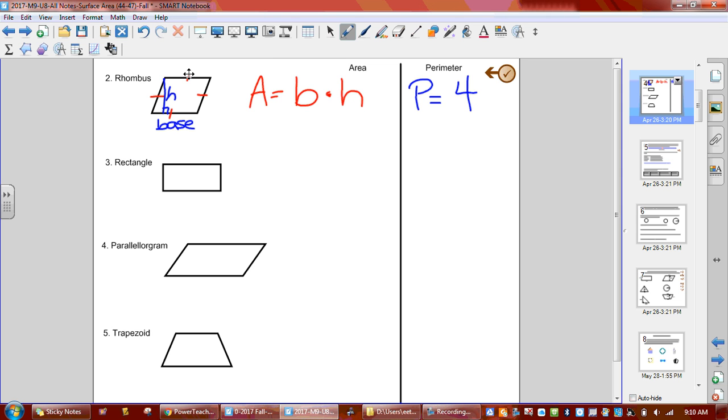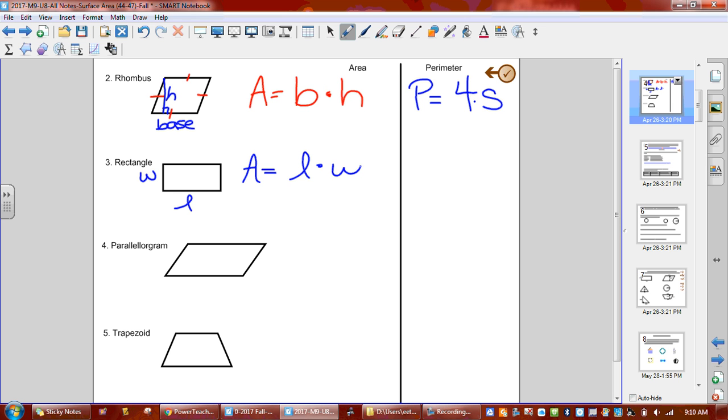All right, rectangle, a basic rectangle. Well, your width is always your shortest side, and your length is always your longest side. But we could also call them base and height, okay? Height will be the width going up and down, and base will be the length on left and right. So we could say area is length times width, or base times height.